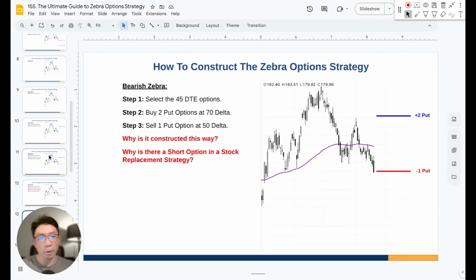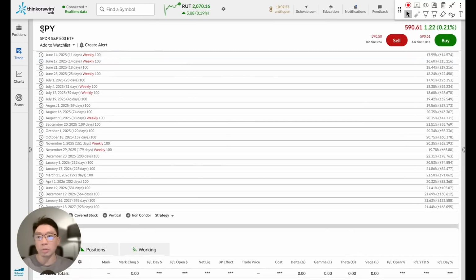But for this zebra, there is going to be a short option as well, as you can see over here. So why is this so? Now for this, we want to head over to the option chain to understand why. So we're going to use SPY, and I'm using this on the Thinkorswim web platform.